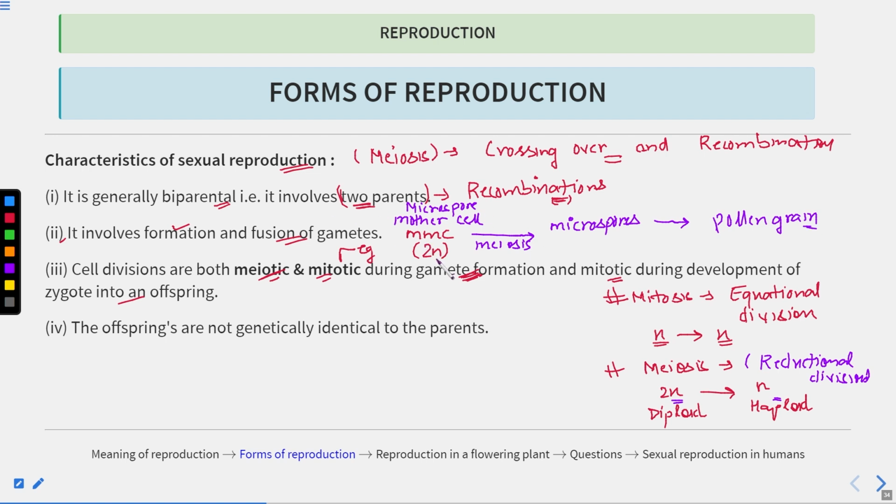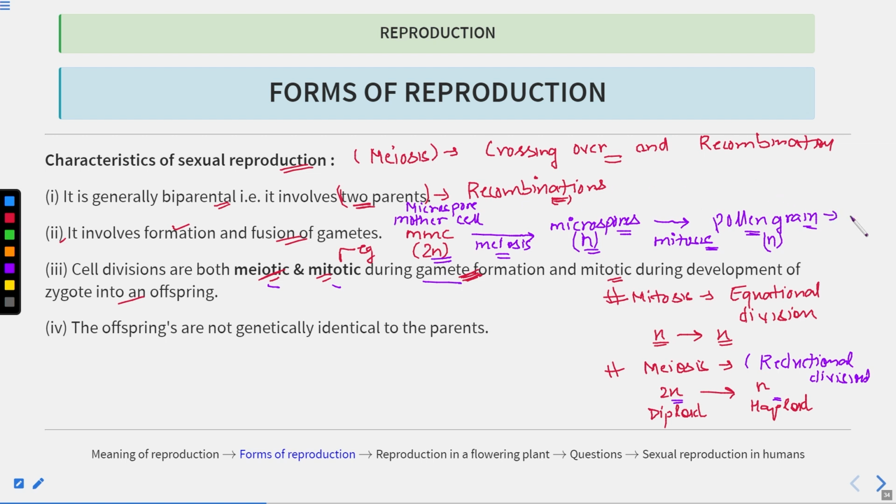Clear? So here you can see initially meiosis takes place, and then later on mitosis will take place. Mitosis will take place when the microspore develops into the pollen grain. Initially the microspore mother cell, which is diploid, undergoes meiosis to form haploid microspores. Now these haploid microspores undergo mitosis to form haploid pollen grain. So we can say cell divisions are both meiotic as well as mitotic during the gamete formation.